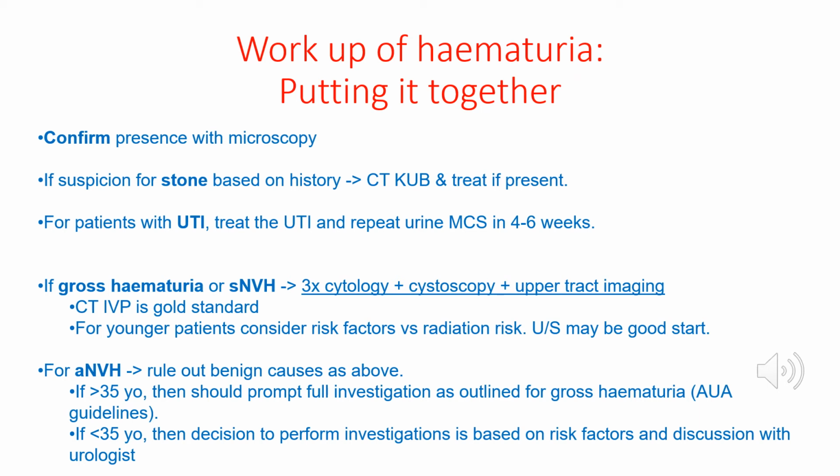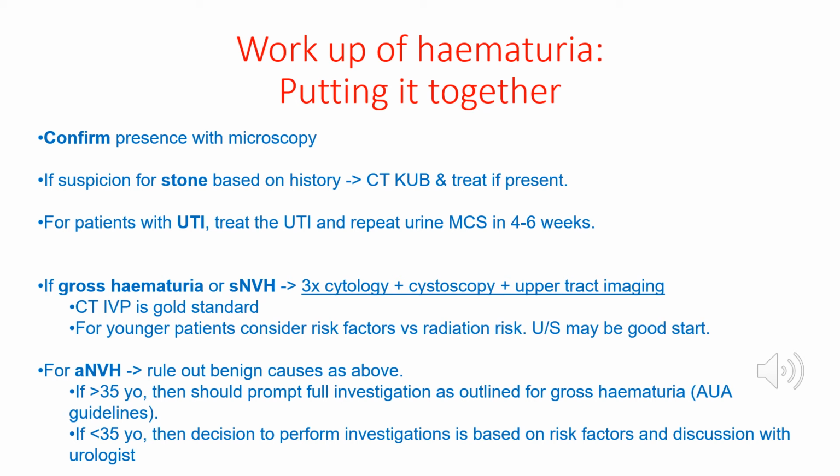So let's try and put this all together. When you have hematuria, the first thing you do is confirm its presence with microscopy. If you have an alternative source, then you treat that first. So if you're concerned about a renal stone based on history, then get a CT KUB, which is a non-contrast scan, and treat the stone if it's present. If a patient has a UTI, treat the UTI, and then repeat the urine MCS in 4 to 6 weeks. Patients who have gross hematuria or symptomatic microscopic hematuria will require a full workup. Primarily, this involves cytology, cystoscopy, and some form of upper tract imaging.